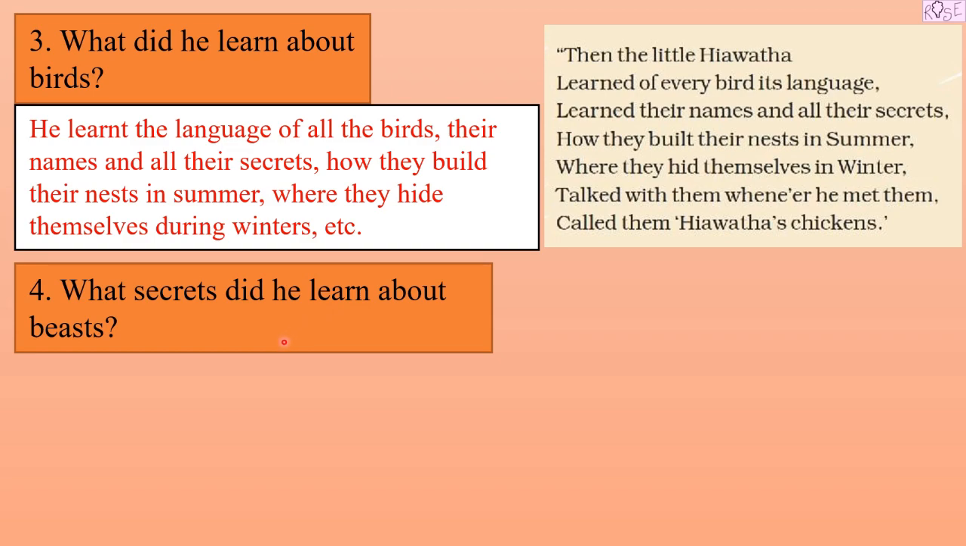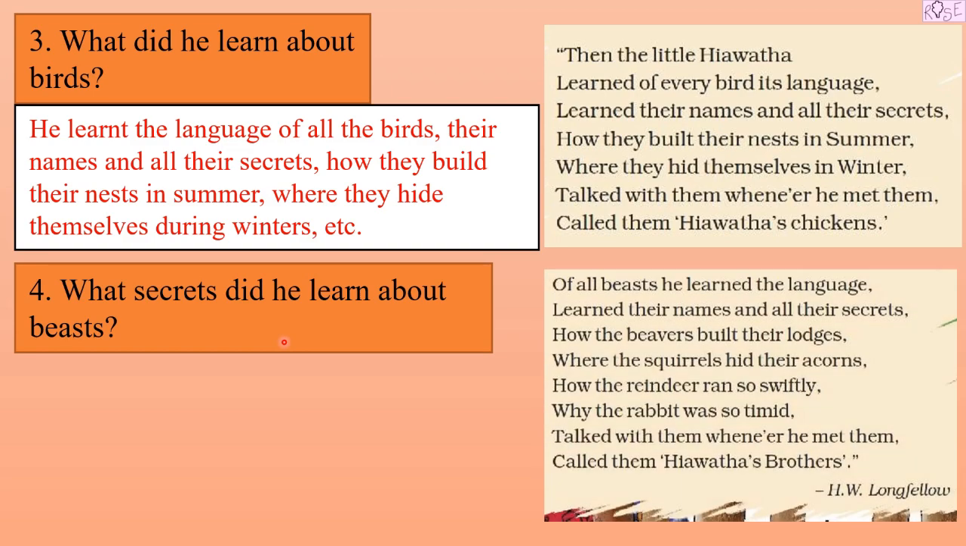Who were beasts? To get to the answer to this question, what do we have to do? We have to read the second stanza of the poem. So let us read the second stanza. Of all beasts he learned the language, learned their names and all their secrets, how the beavers built their lodges, where the squirrels hid their acorns, how the reindeer ran so swiftly, why the rabbit was so timid, talked with them whenever he met them, called them Hiawatha's brothers.